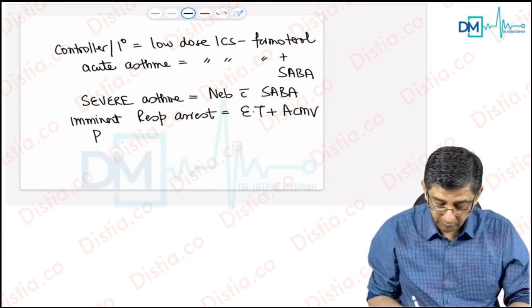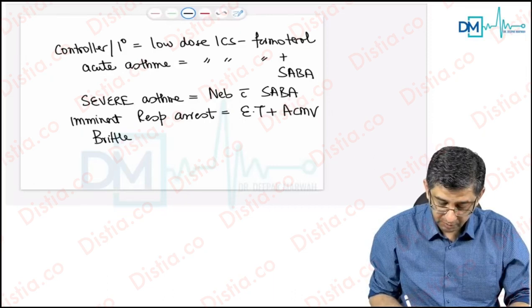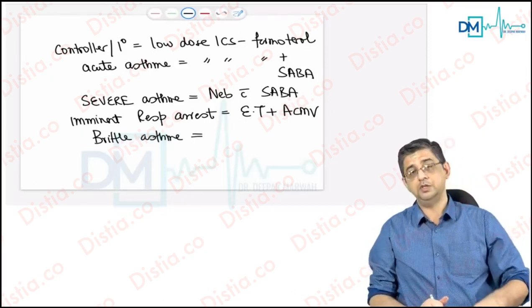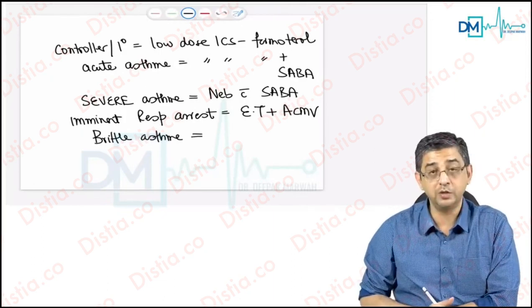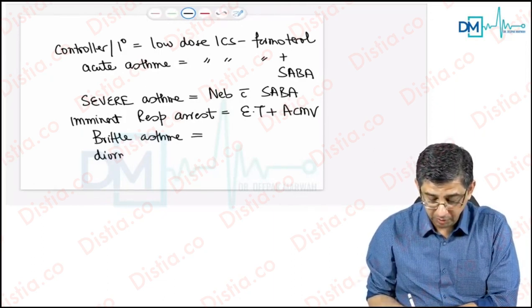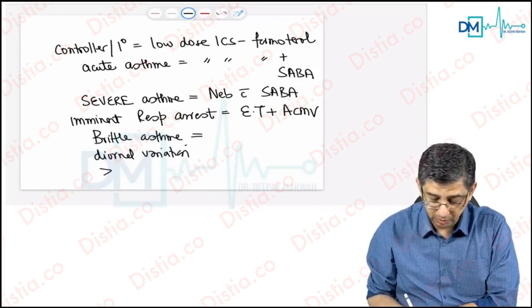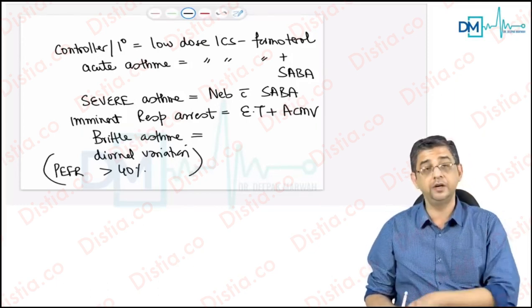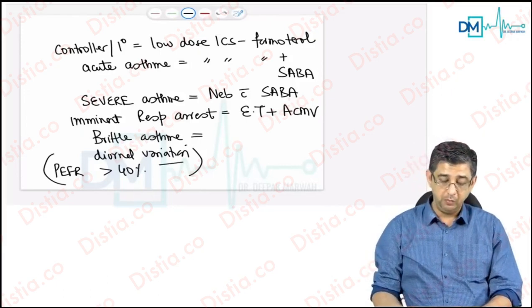Last but not the least, I will talk about an asthma which is so severe that a person can die within a matter of hours. This highly severe form of asthma is called brittle asthma. In brittle asthma, the diurnal variation of peak expiratory flow rate can be as much as more than 40%. Remember, I taught you asthma will mainly have a nocturnal deterioration. I'm saying diurnal deterioration or variation can be more than 40%.